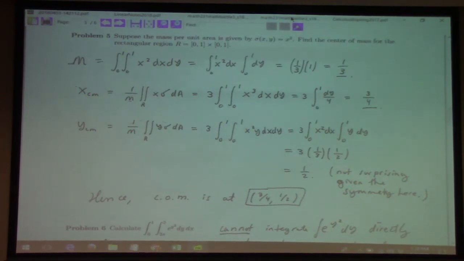Problem 5, find the center of mass. So what's that mean? We got to find mass. And we got to find the integral, basically the weighted average over x, the weighted average of y. So the mass I just get from integrating the density over the area, which gives me a third. The x center of mass is 1 over mass times the integral of x sigma dA, which in this case is x cubed, and that gives me 3/4. On the other hand, the y center of mass, integrate y times sigma, which in this case is x squared y, which ends up giving me a half. So the center of mass is at 3/4, comma 1/2.